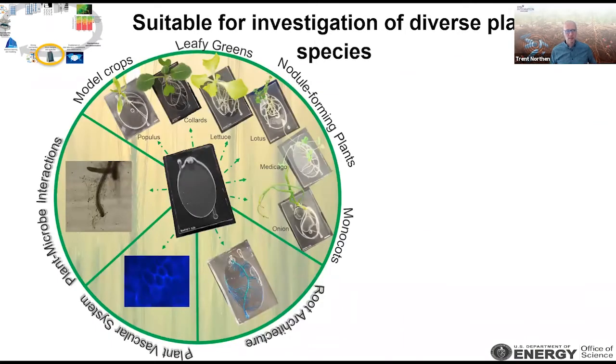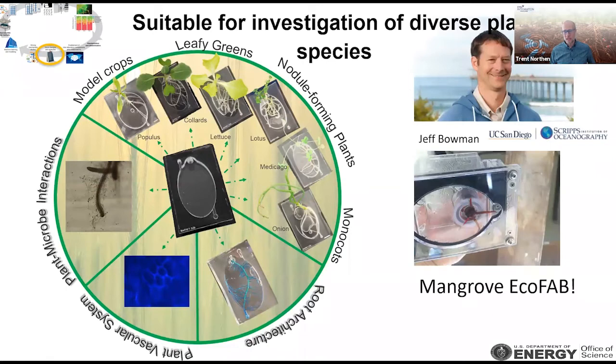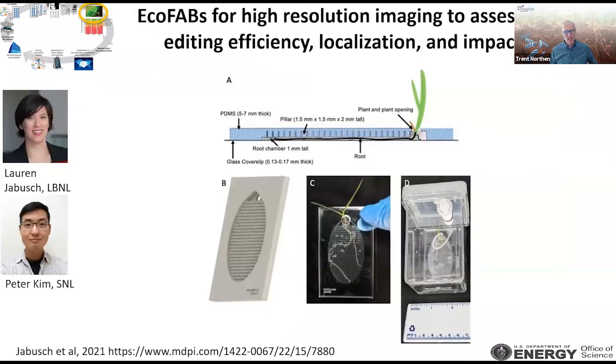We've also collaborated with a company to test out these devices for different types of food crops, and they seem to work well there for studying different plant interactions and the role of plant microbes in supporting plant growth. We've sent some of these to Jeff Bowman at UCSD, who's using them to grow mangrove, so possible connections to wetland plants like we heard from Zoe this morning.